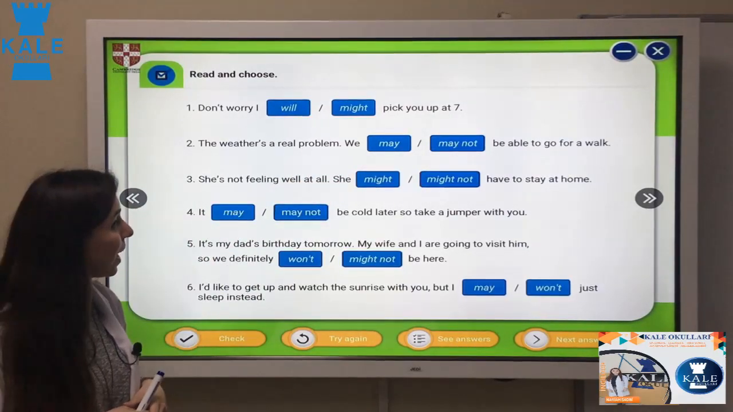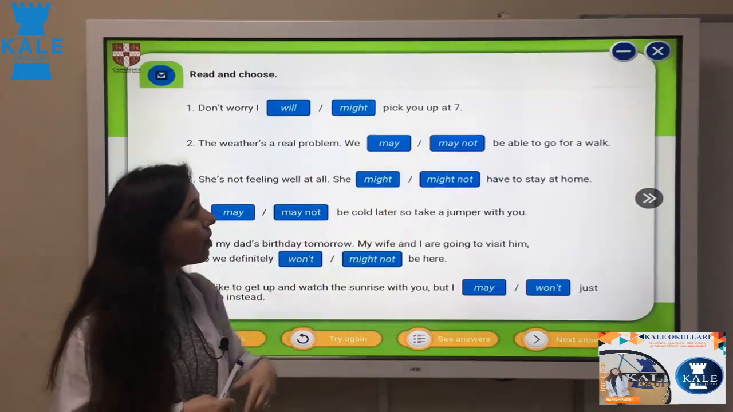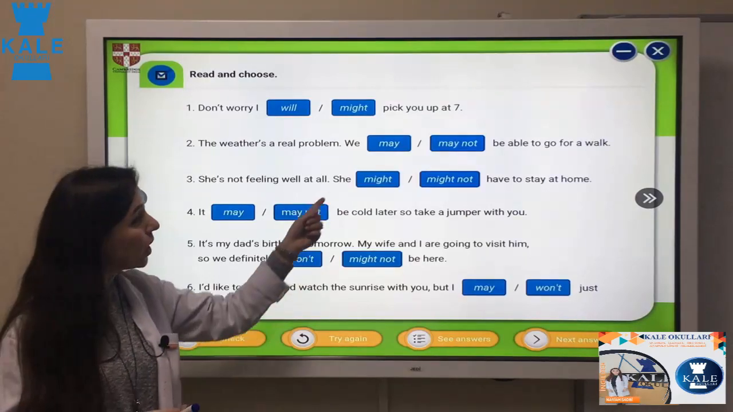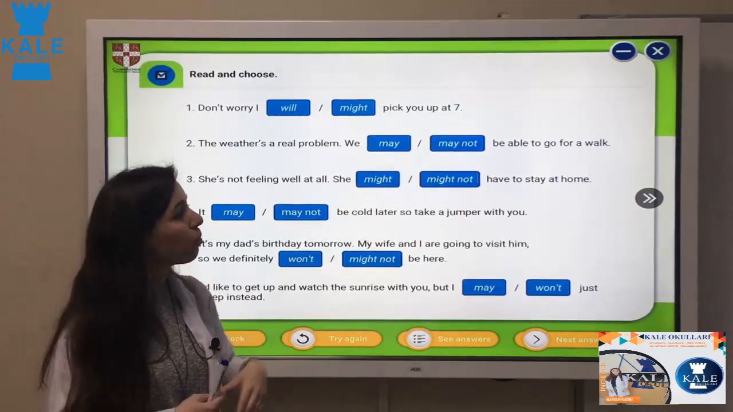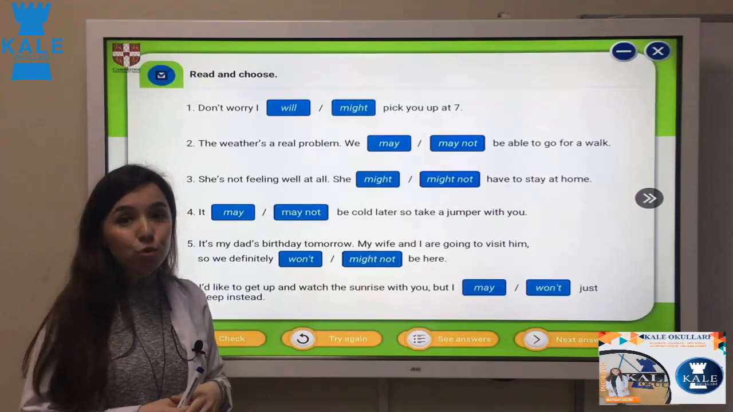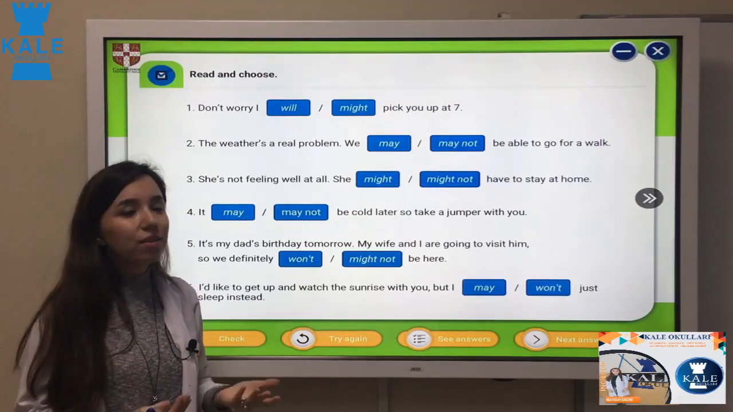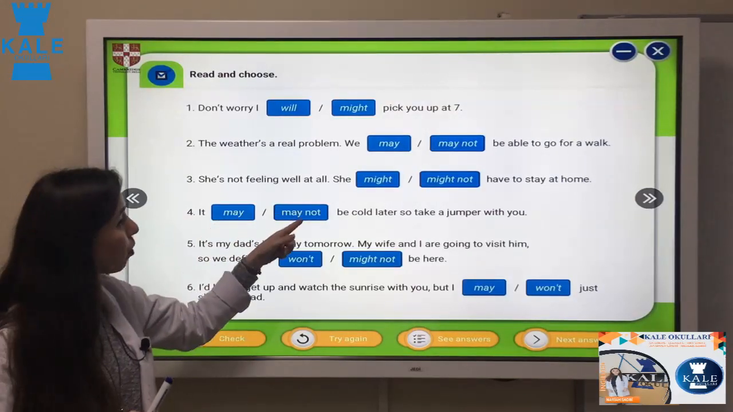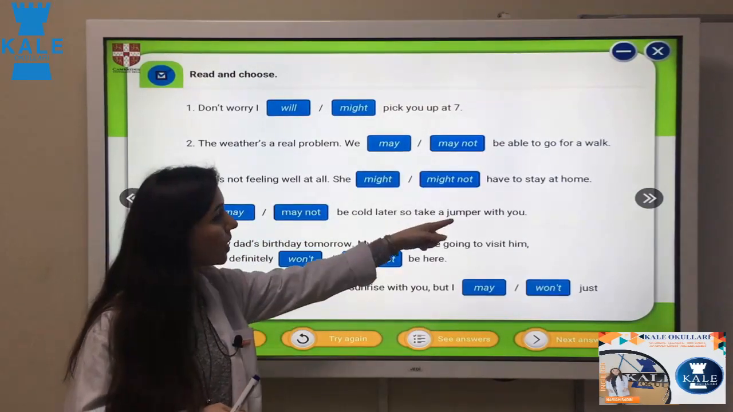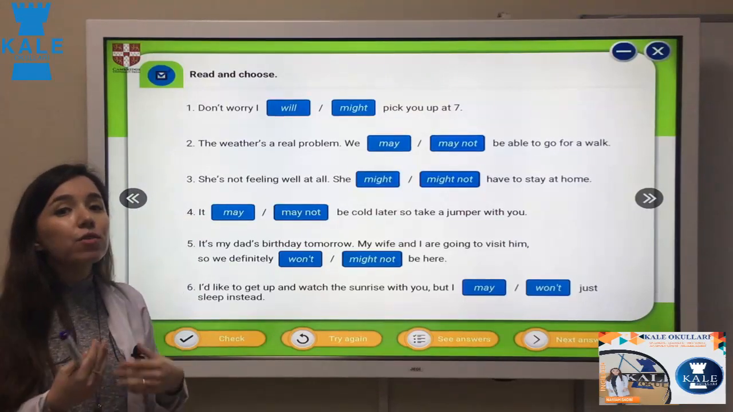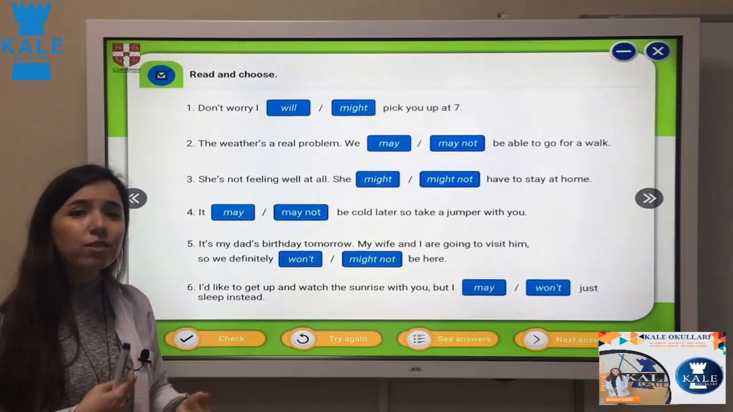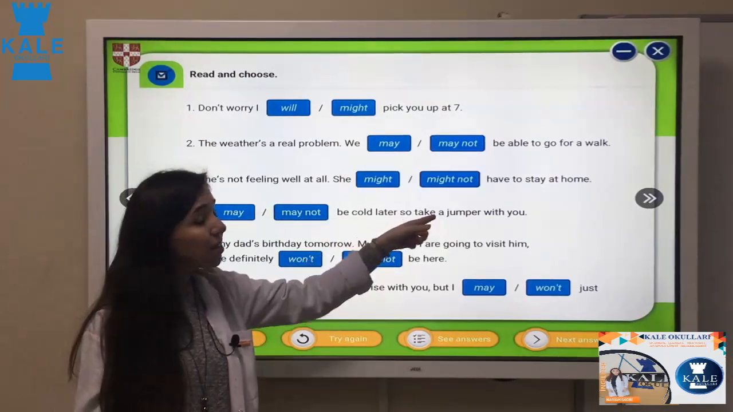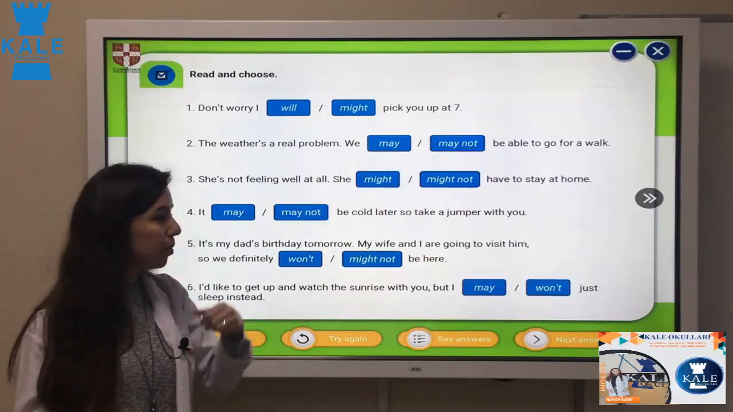She is not feeling well at all. She might or might not have to stay at home. She is not feeling well. When she is not okay, so here what do you think? We should use might or might not. She might have to stay at home because now she is not feeling well. Again, we will see the answers, we will check them. It may or may not be cold later, so take a jumper with you. We are not sure. The weather is going to be cold, it's going to be hot, warm. How is the weather? We don't know. Because of that, it's better to take a jumper with you.